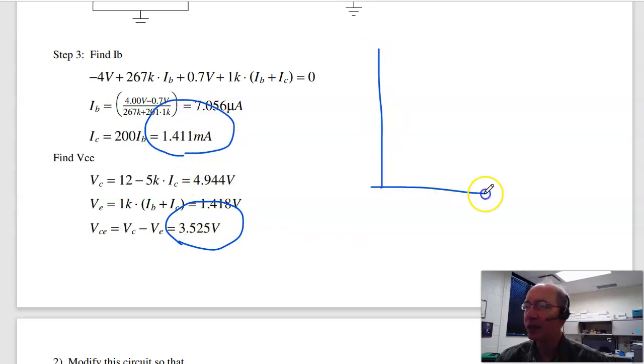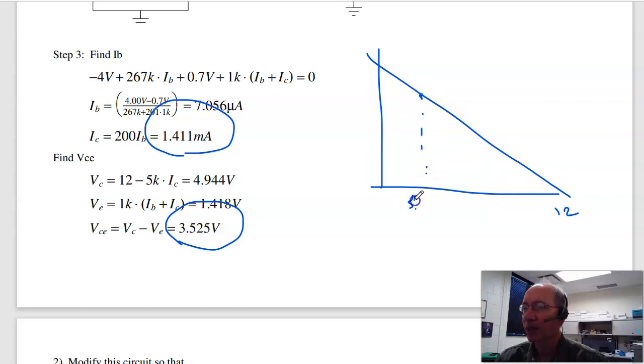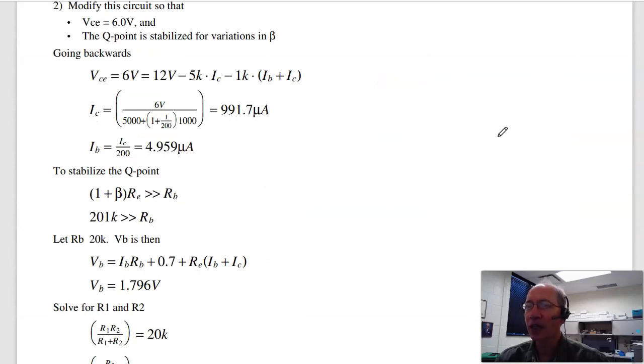And what that tells you is on the load line, again, there's 12 volts. I'm operating right here at 3.525 volts. That's probably not the best place to operate. I'd rather be closer to the middle. So that's problem number 2.